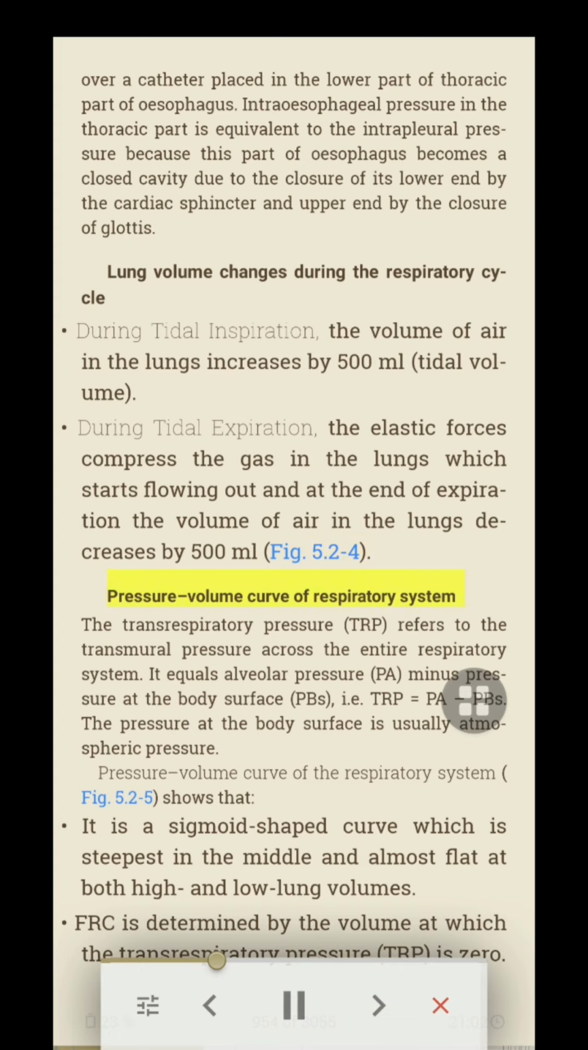Pressure volume curve of respiratory system. The transrespiratory pressure, TRP, refers to the transmural pressure across the entire respiratory system. It equals alveolar pressure, PA, minus pressure at the body surface, PBs, i.e. TRP equals PA minus PBs. The pressure at the body surface is usually atmospheric pressure.